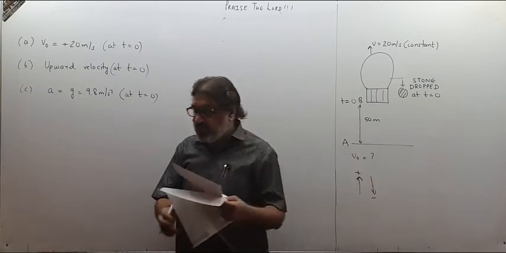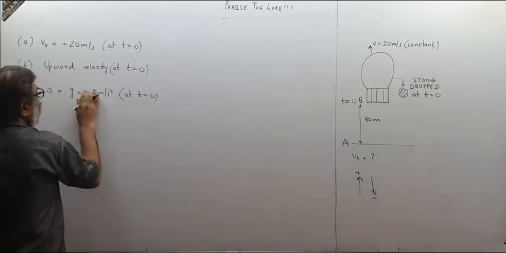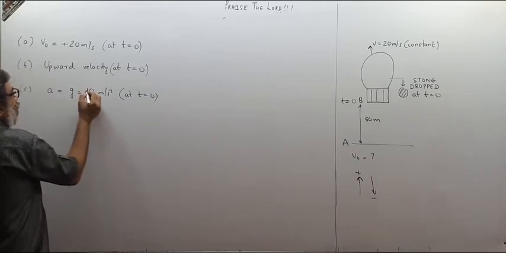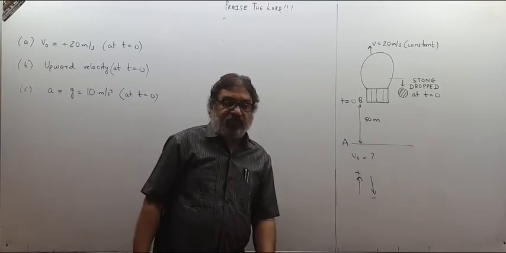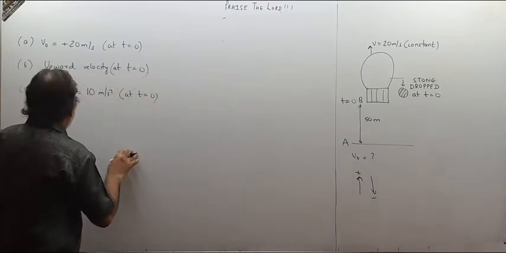Then we have to take g as 10. Okay, so I make it 10. It is given that we have to take g as 10. So g equal to 10. Okay, then in what time does the stone become stationary? In what time will it become stationary?